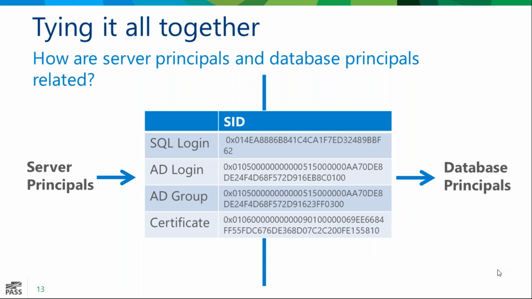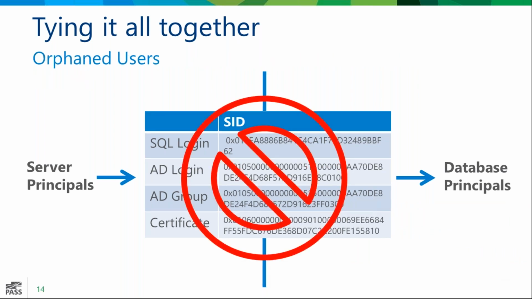And you'll notice it's another length. Certificates, that's actually a hash of the public key, which I don't know about y'all, but I found that very interesting. So this is how these two are tied together. And when they don't match, you get an orphan.